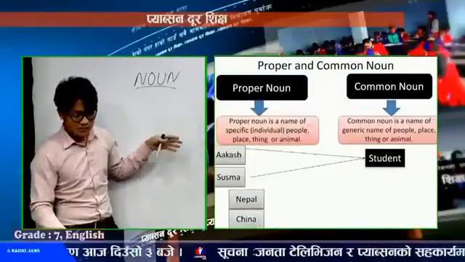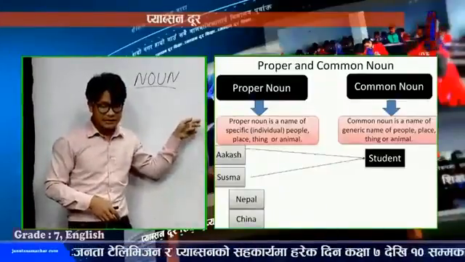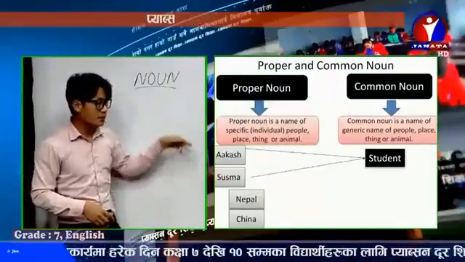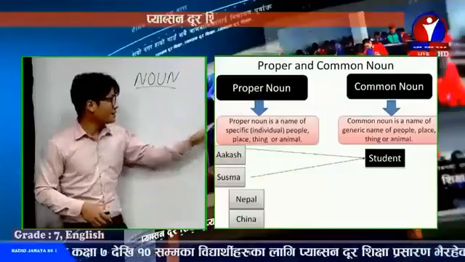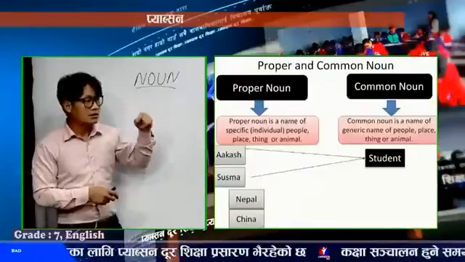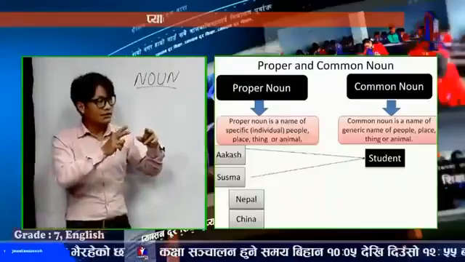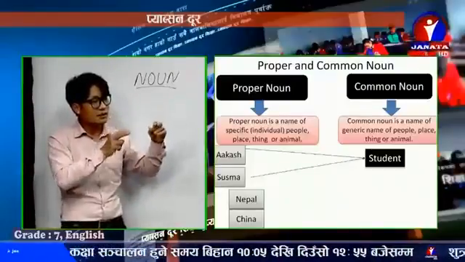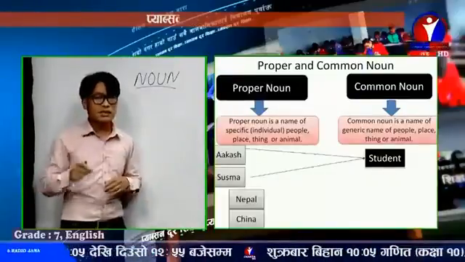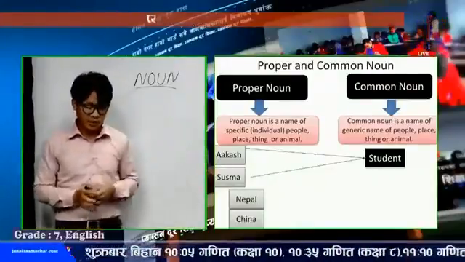So let me once again brief it. Proper noun, you can see Akash and Susma. They are individual names of people. Akash is a student, and Susma is a student. So what is common? What is different? What is different is Akash and Susma. These are different names. But what is common? That common is a student. That's why a student is a common noun, and Akash and Susma, these are proper nouns.